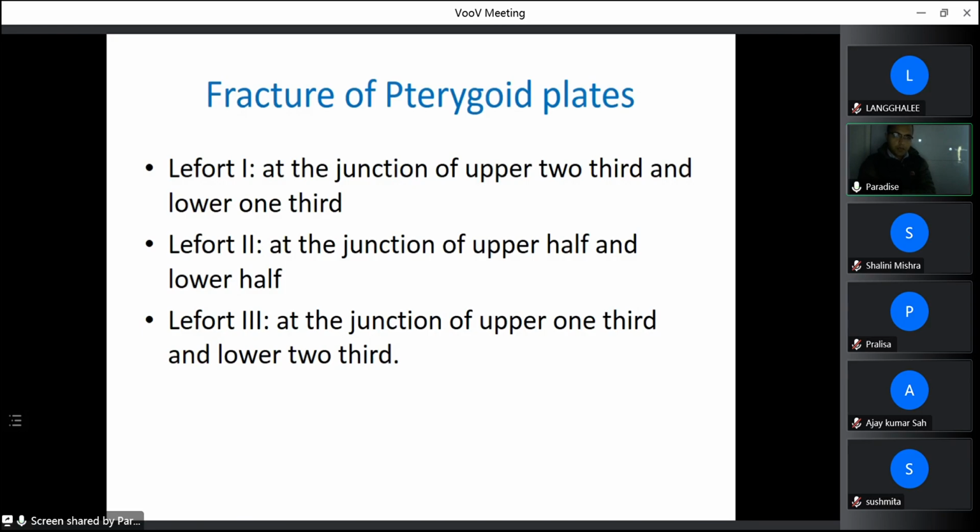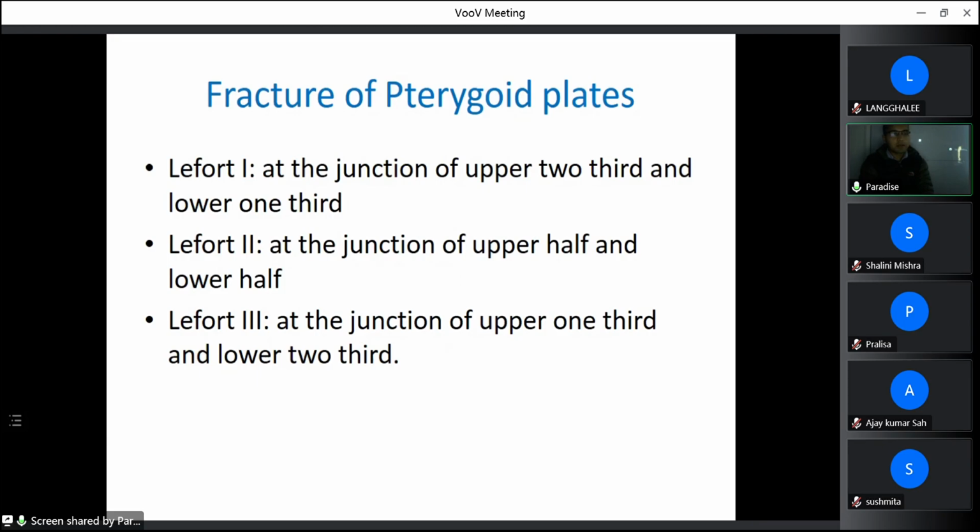Okay. Now, fracture of pterygoid plates. The pterygoid plate is fractured at different levels. In case of Lefort 1, 2 and 3, in the Lefort 1, it fractures at the junction of upper 2/3 and lower 1/3. In Lefort 2 fracture, it fractures at the junction of upper half and lower half. And in case of Lefort 3 fracture, the pterygoid plate fractures at the junction of upper 1/3 and lower 2/3.